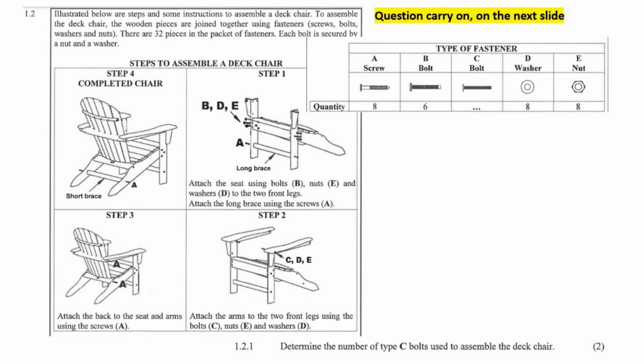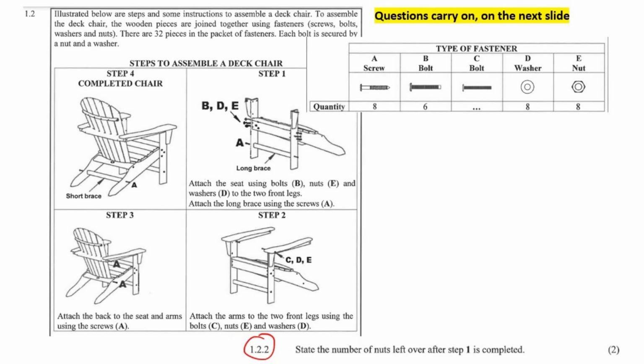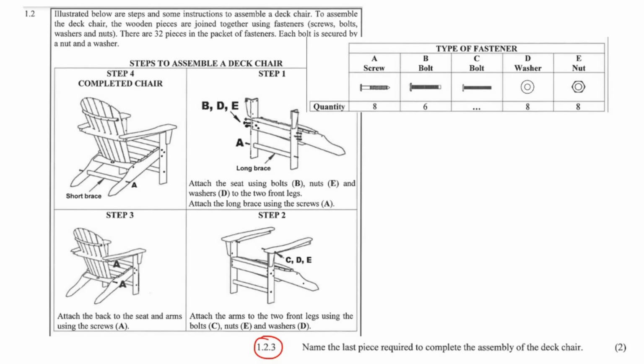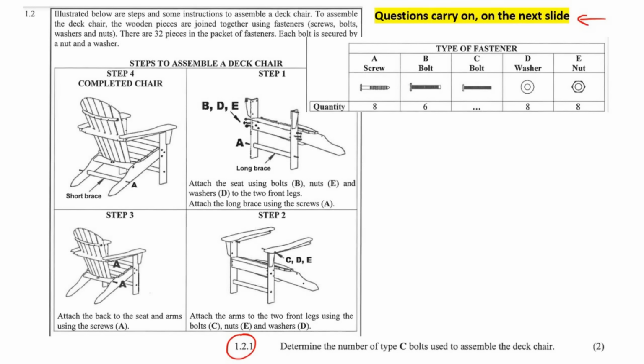Okay, so with this question, please keep in mind that the questions do carry on. So the first question will be over here, then there's another one, and another one. So let's get started. I think pretty much they're just showing us how to build a deck chair. So it says, illustrated below are the steps and some instructions to assemble a deck chair. To assemble the deck chair, the wooden pieces are joined together using fasteners. Now those could be screws, bolts, washers, and nuts. Do they say bolts? Oh, bolts, different types of bolts, I guess.